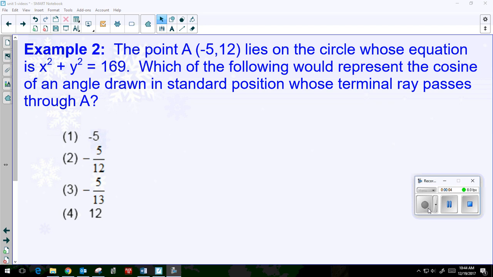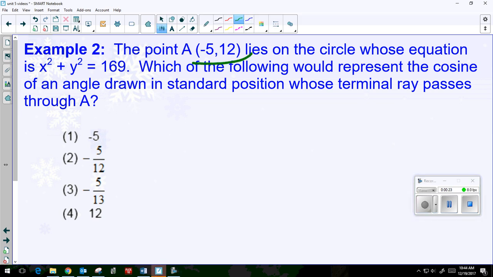Take a look at this question here. The point A, (-5, 12), lies on the circle whose equation is x squared plus y squared equals 169. Which of the following would represent the cosine of an angle drawn in standard position whose terminal ray passes through A? So let's talk about a few things here.